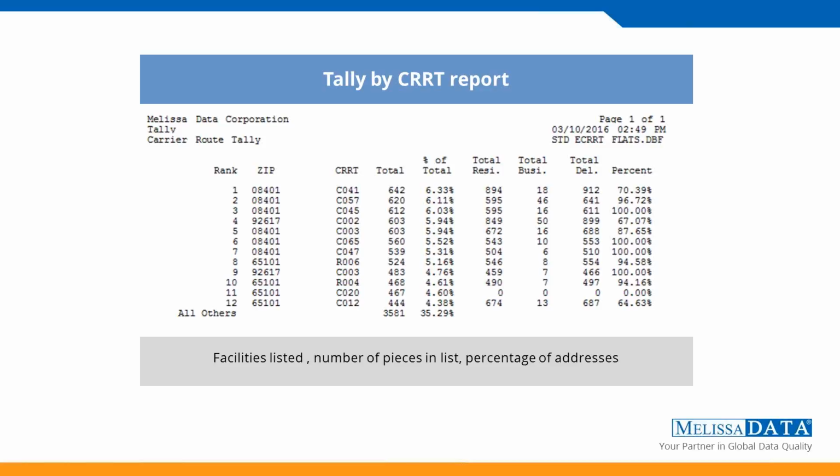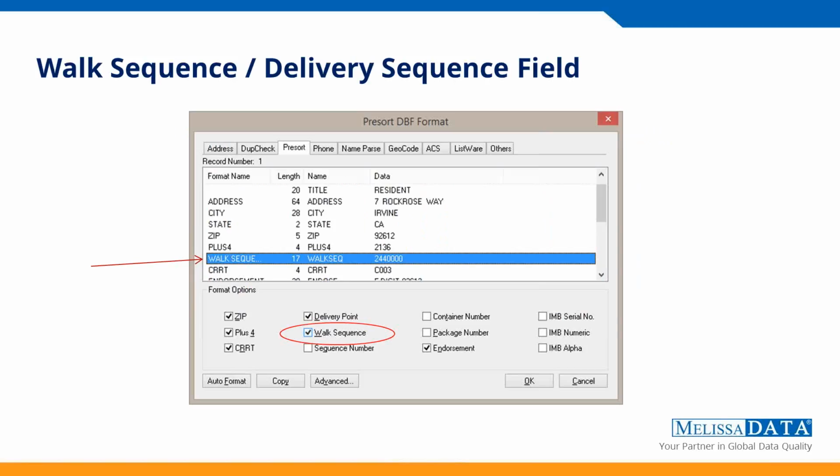At Melissa Data, we have a data enhancement department that is certified to do that service. They can append the walk sequence numbers. When pre-sorting a file like this, you'd have to make sure that walk sequence is formatted as walk sequence, because that field is specifically what will cause it to be able to qualify for these rates.